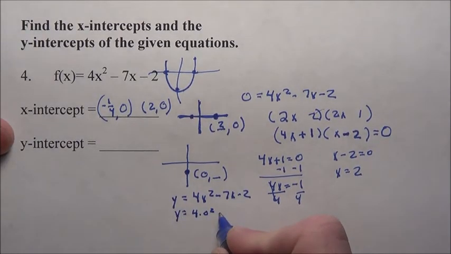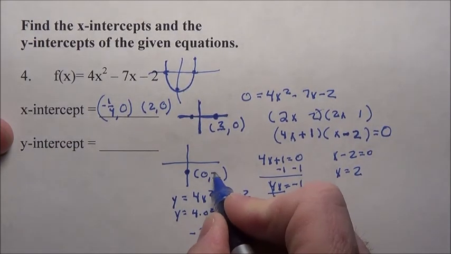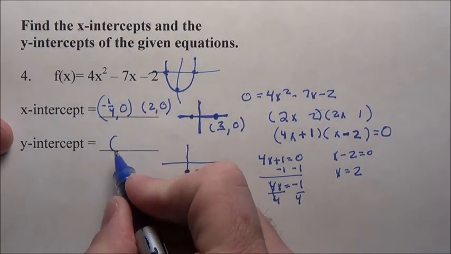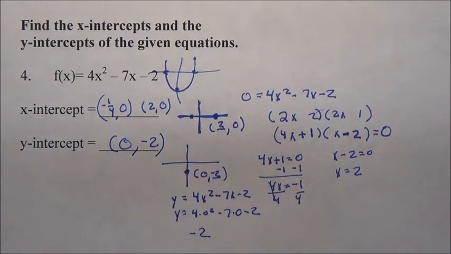So 4 times 0 squared minus 7 times 0 minus 2. That's 0 minus 0 minus 2. We get a y value of negative 2. So this is crossing at 0, comma, negative 2. And there we have it. We just have to think things through.